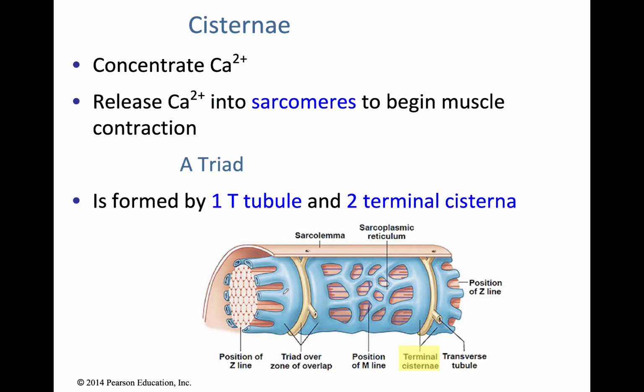So we went over this. The only new piece of information here is that 2 cisternae plus a T-tubule make something called a triad. A triad is just really the series of locations that a voltage travels to in order to release calcium.